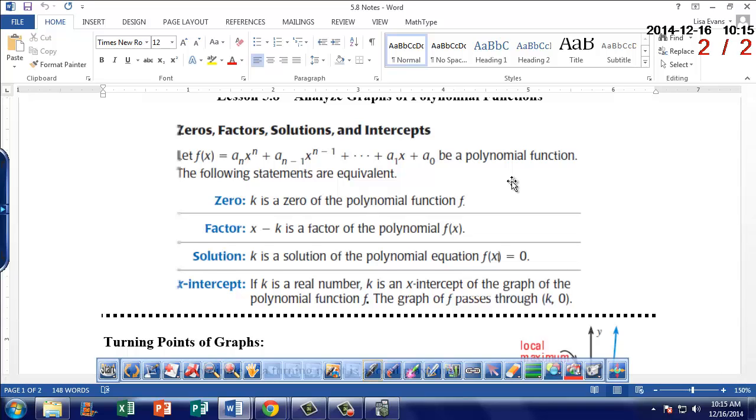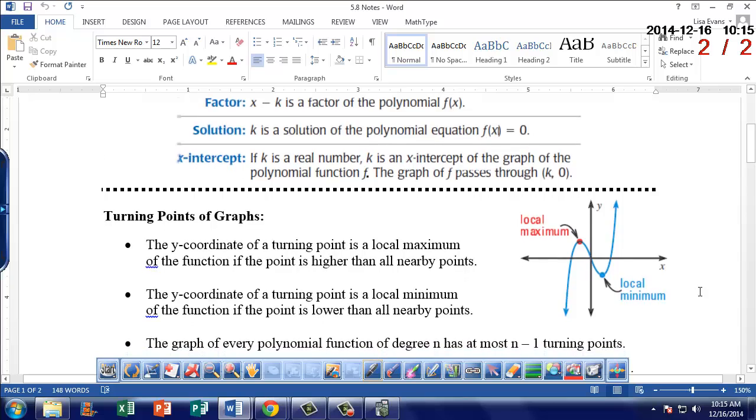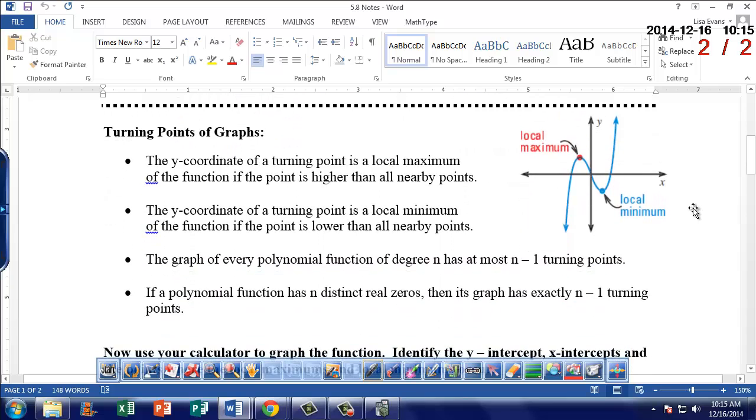Zeros and solutions are basically when we set the polynomial equal to 0 and we solve for our x. X-intercepts, however, are only real numbers when we graph a polynomial function where that function crosses the x-axis. So we're going to talk a little bit about x-intercepts, which is why I put this back on the notes. We're also going to talk about the turning points of graphs.